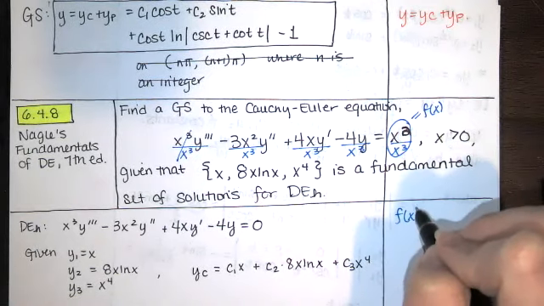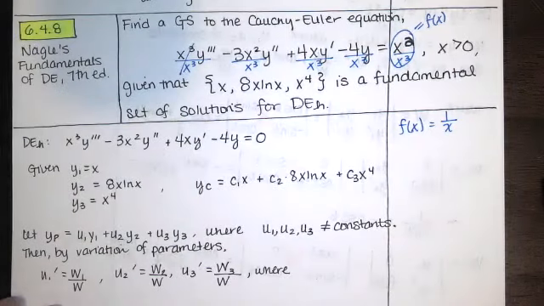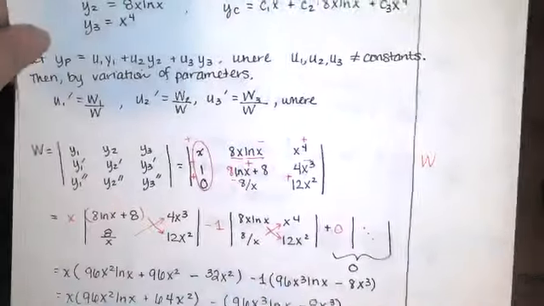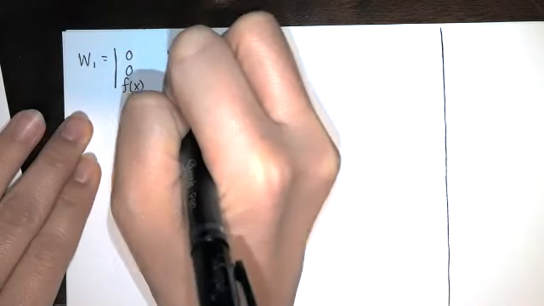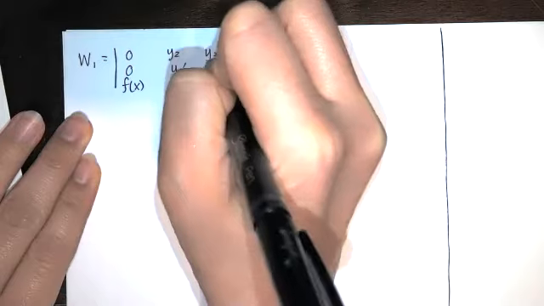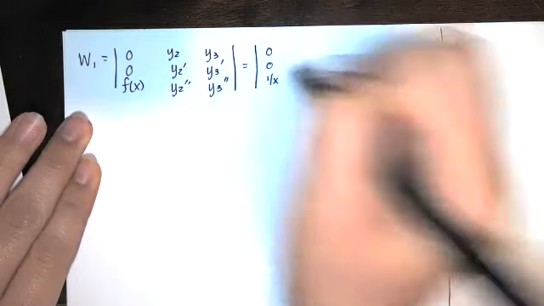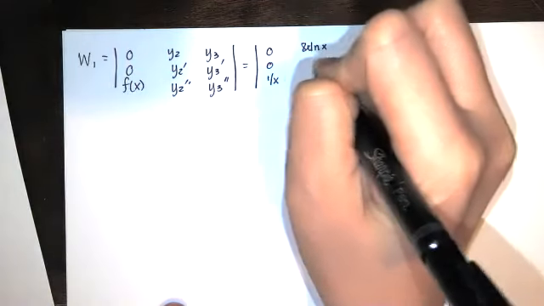And of course, x squared over x cubed simplifies to 1 over x. We just end up with 1 x left in the denominator. So that's our W. W1 will look very similar. But we replace the first column with 0, 0, and f of x. So we have 0, 0, and 1 over x now, and the other two columns are exactly the same as they were before.